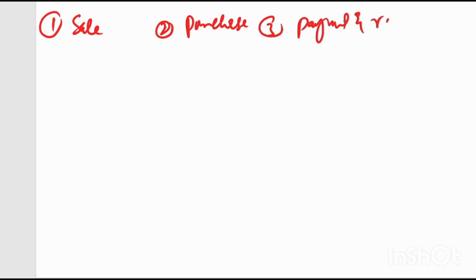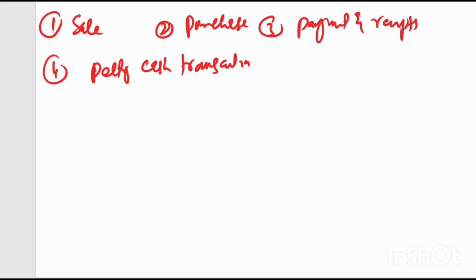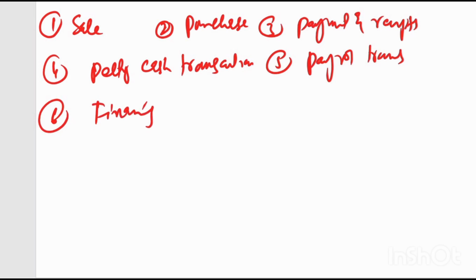Then you will have the second one. Let me show you, here is your purchase transaction. Then you will also have payment and receipt. The fourth one you have is petty cash transaction. The fifth one you have here is the payroll transaction, and the last one is financing transaction. Clear? First you have to understand what we mean by the business transaction.